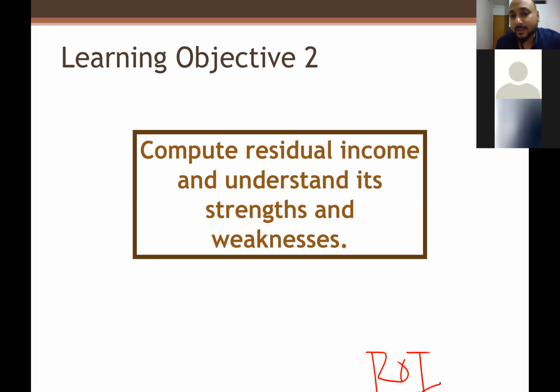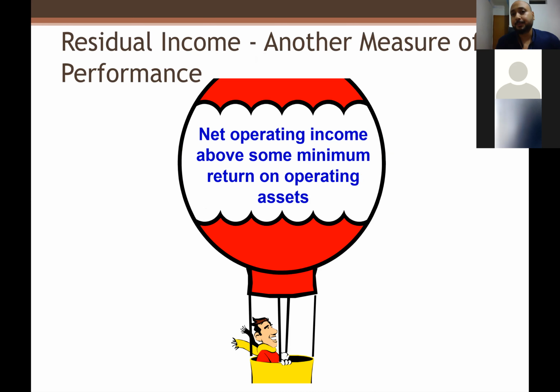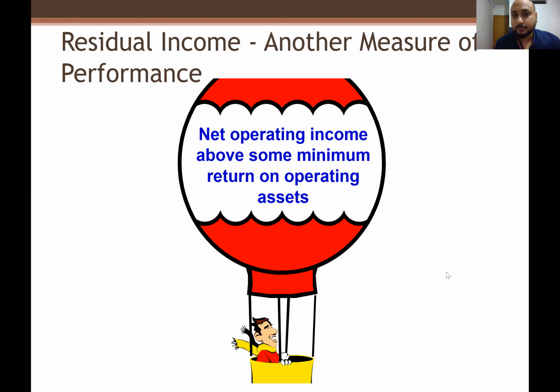So we have a new method, that is residual income. So what is that? Residual income, its definition is net operating income minus some minimum return on assets.